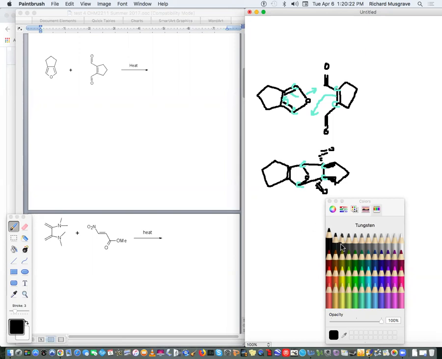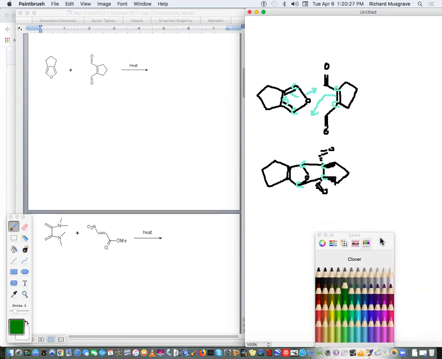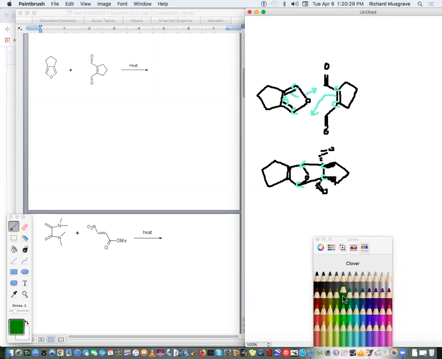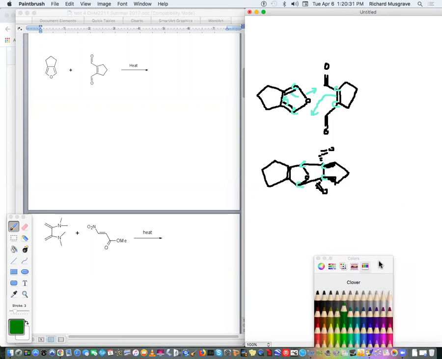Now let's put together, and I'll do the same thing as I did before. I'll use the ugly green color. I shouldn't call it ugly. It's probably clover. Okay, I'll do it in clover. Okay, so this is the new ring that we just formed. And this is the one that kind of looks like a book.